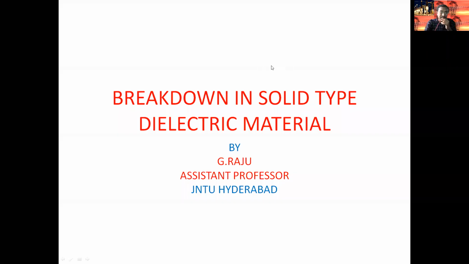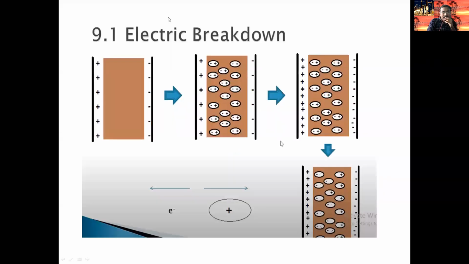The last concept in the first unit is called breakdown in solid type dielectric materials. Breakdown in solid type dielectric materials. This is the last concept.